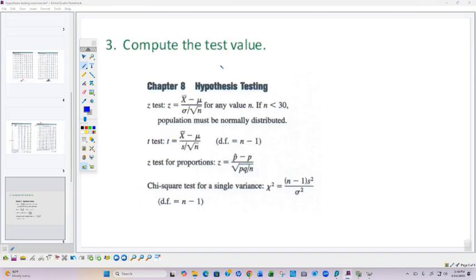Step 3 has to do with the test value. You have a formula sheet, and these are on your formula sheet. This is the formula right here if n is greater than or equal to 30. Now, what I don't like is the way they did this. This should be on a new line. If n is less than 30, then you use the t-test. So remember, n is less than 30, you're using this one.